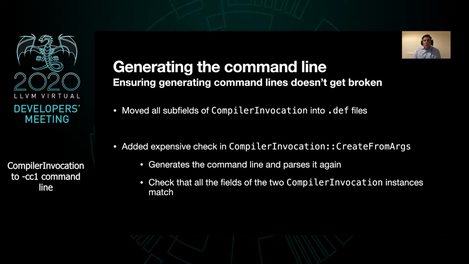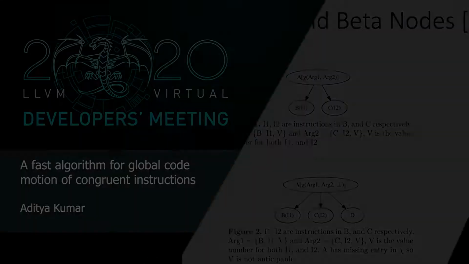People add options somewhat frequently to the front end, and we didn't want this behavior to accidentally get broken in this process. So the first thing we did was move all the subfields of the compiler invocation into their own .def file databases. And this enabled us to implement the following check. Once a compiler invocation is parsed from a command line, we generate a command line.